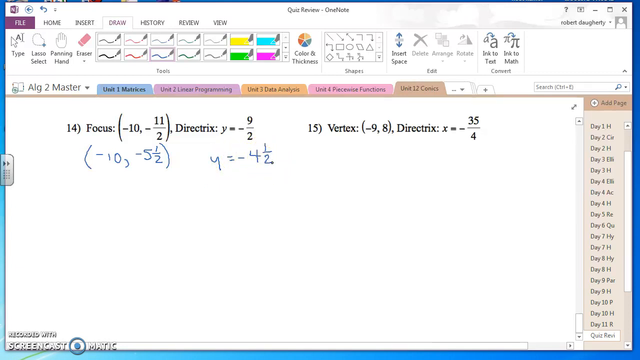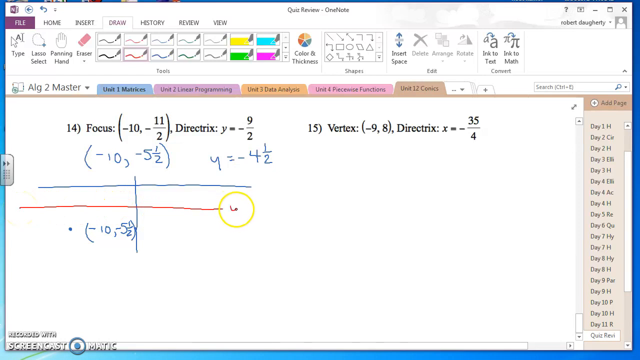So when I start to draw this, if I have a point, negative 10, negative 5 halves, something like this. So negative 10, negative 5 1/2, we'll put it right here. So that is the point, negative 10, negative 5 1/2. The directrix is at negative 4 1/2. So there's a line right here, which is y equals negative 9 halves, or negative 4 1/2.